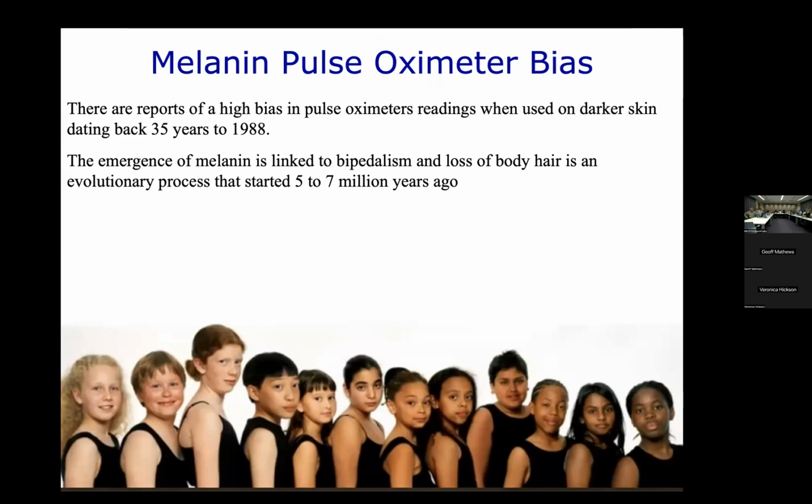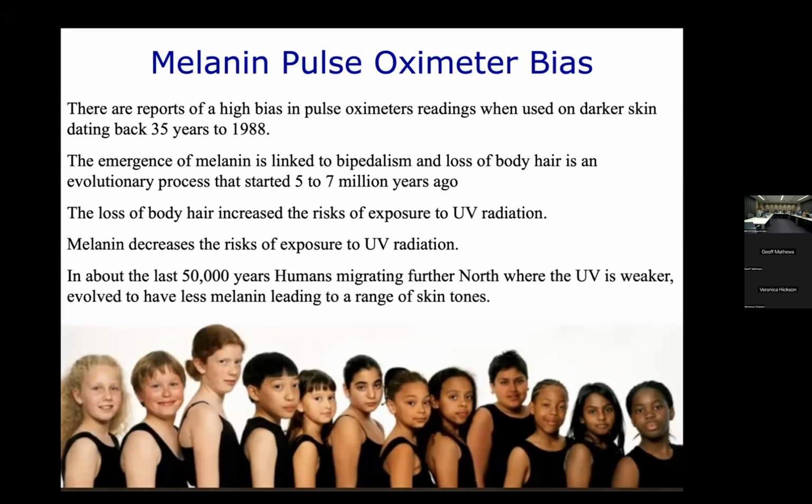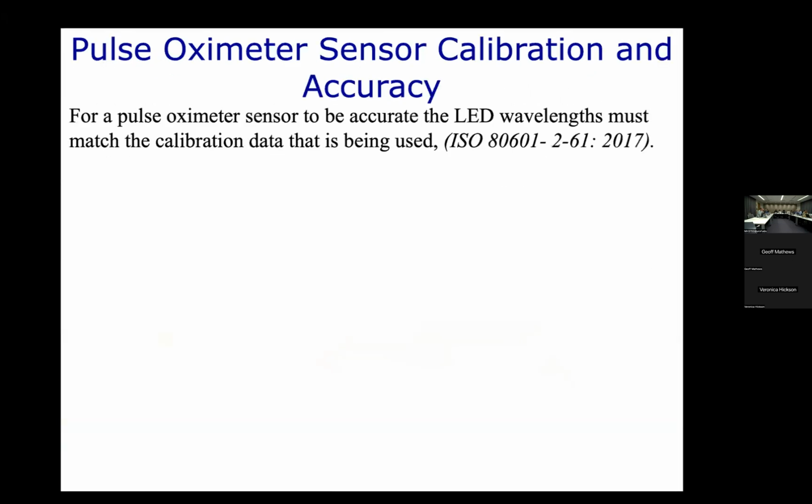The emergence of melanin is linked to bipedalism and the loss of body hair in an evolutionary process started 5 to 7 million years ago. The loss of body hair increased the risk of exposure to UV. Melanin decreases that risk. In about the last 50,000 years, humans migrating further north where the UV is weaker evolved to have less melanin, leading to a range of skin tones. Yeah, and we've got to cope with all of those. Next.